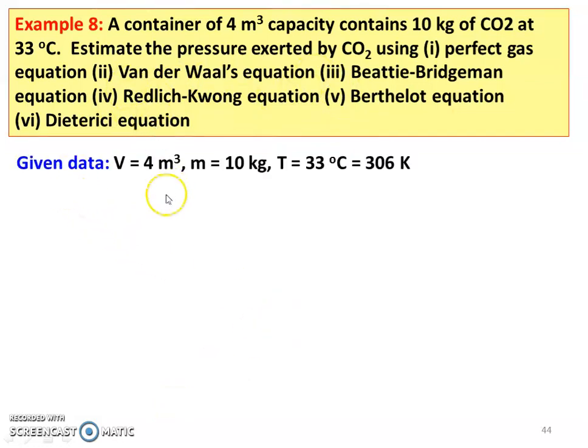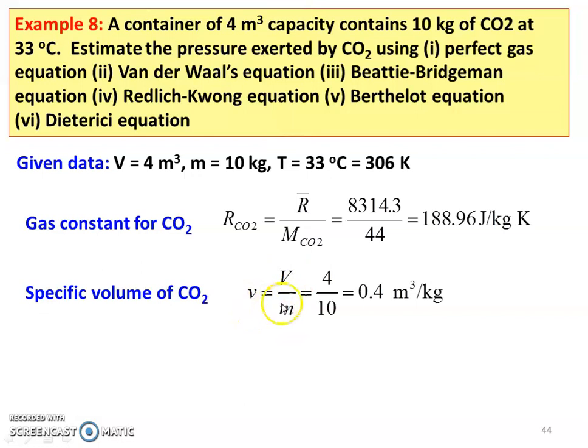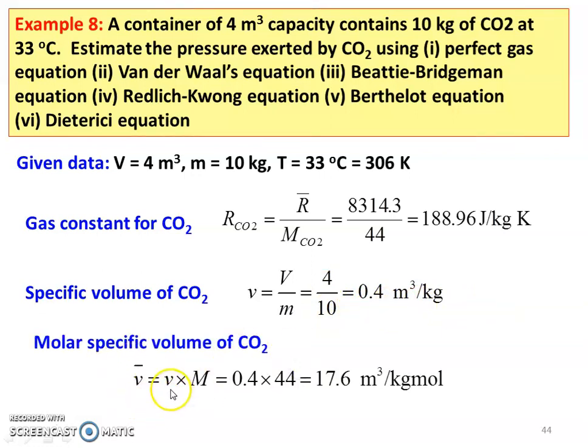First we write down the given data. Volume equal to 4 meter cube, mass equal to 10 kilogram, temperature 33 degree Celsius, which is 306 Kelvin. First, the gas constant for CO2, R_CO2 equals R bar, the universal gas constant, divided by the molecular weight, 8314.3 divided by 44. It is 188.96 joules per kilogram Kelvin. Specific volume of CO2, v equal to volume by mass, 4 divided by 10 equal to 0.4 meter cube per kilogram. Molar specific volume of CO2, v bar equal to specific volume into molecular weight. So, 0.4 into 44 equal to 17.6 meter cube per kilogram mole.